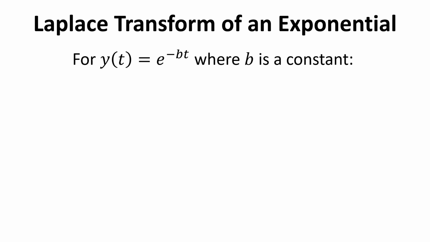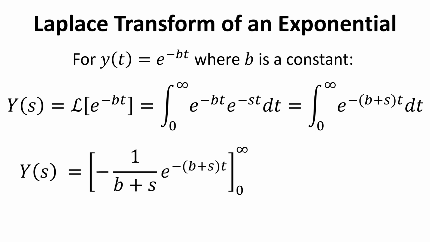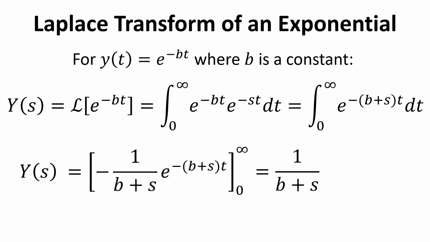Next, we can try an exponential. So we've got y of t equals e to the minus bt, where b is a constant. We take the Laplace transform by putting that function into the integral. We can tidy that up a bit by having the integral from 0 to infinity of e to the minus (b plus s) times t dt. So if we integrate that function and then evaluate at t equals infinity, we get 0. When t equals 0, we get minus 1 over b plus s. Tidying that up, we get 1 over b plus s.